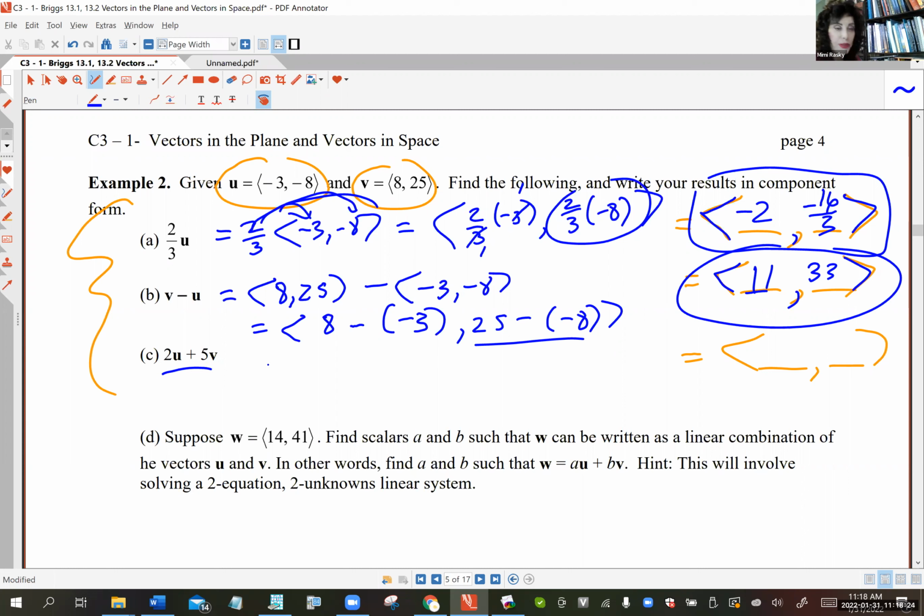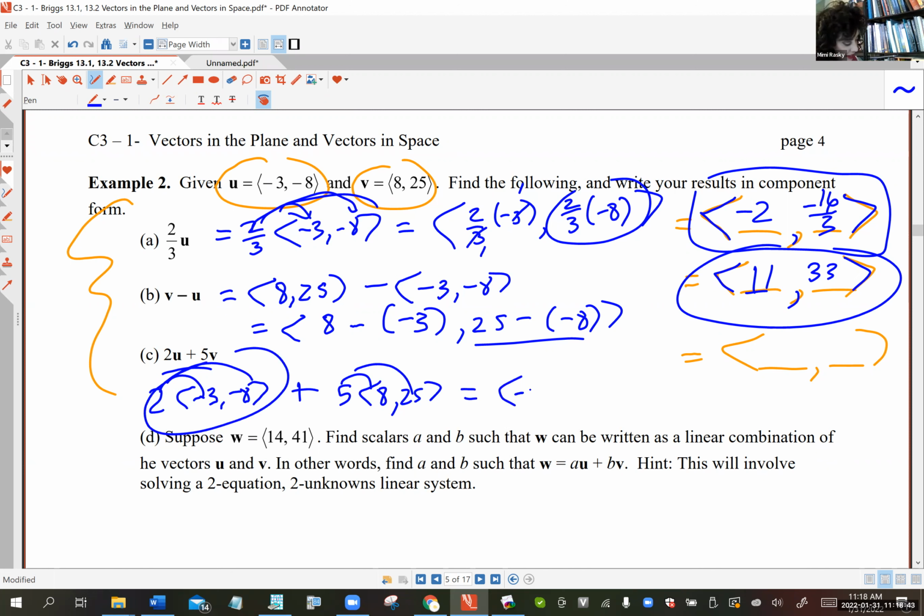And then 2u plus 5v. So this involves scalar multiplication and vector addition in the same problem. So you want to do the scalar multiplication first. It's kind of like PEMDAS in your algebra class. So when you do the 2, you're going to end up with -6, -16. And then when you do the scalar multiple with the 5, you'll have 40 and 125.